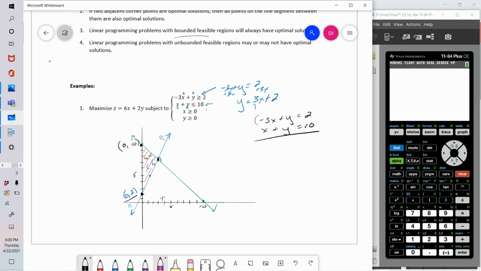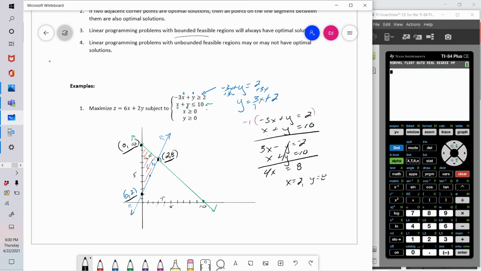I'm going to choose to multiply the top equation by a negative 1. So the top equation becomes 3x minus y equals negative 2. And the bottom, x plus y equals 10. And so 4x, the y's will cancel, will equal 8. X equals 2. And notice that if x is 2, the y will equal 8 because x plus y is 10. So this is the point 2, 8. So my 3 corner points are 0, 10, 0, 2, and 2, 8.